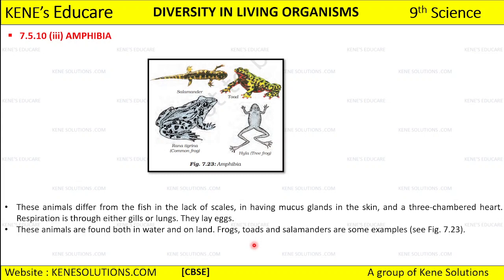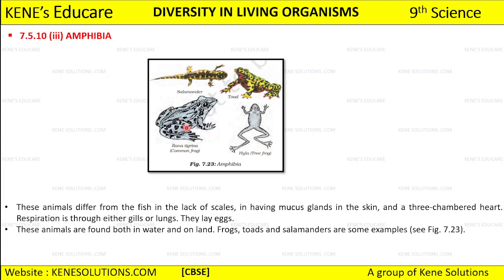Fishes have two chambers in their heart, but amphibians have a three-chambered heart. So how does respiration take place in amphibians? For respiration, they either have gills or they can have lungs as well. And amphibians lay eggs. An example of amphibians is Rana tigrina, which is the common frog we know about.